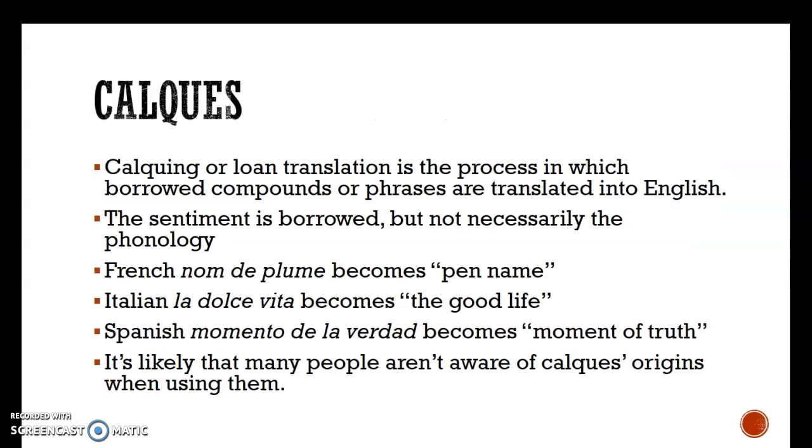Calques, new term for you, are borrowed compounds or phrases that we translate from the original language into a new language. So the sentiment is borrowed, but not necessarily the phonology. For example, French nom de plume is someone's pen name, and Italian la dolce vita becomes the good life. Because the phrases are translated into English, it's unlikely that people know they're using foreign phrases.